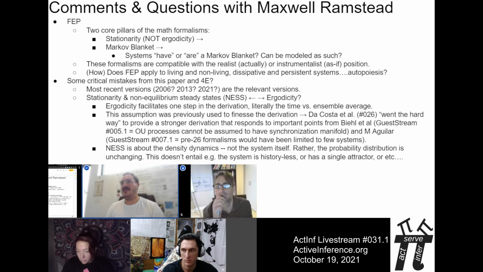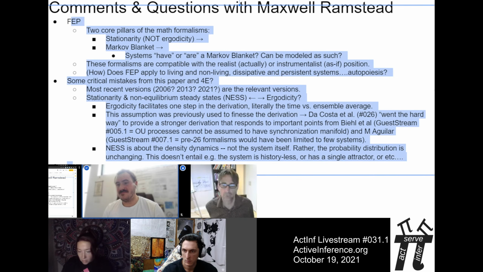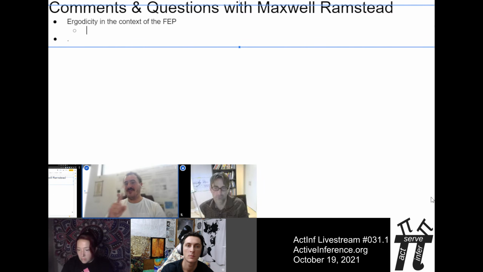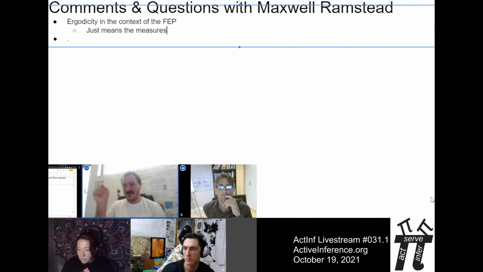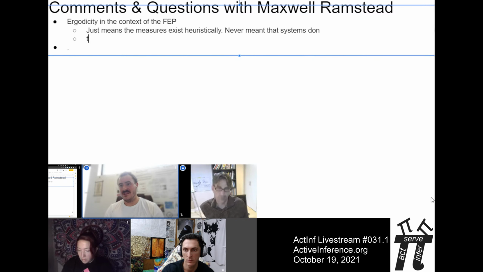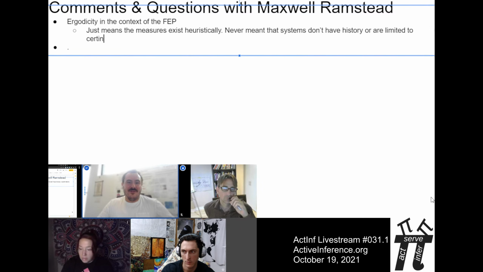Ergodicity in the context of the FEP really just means that the quantities that you're observing are measurable. It means that the average of your measures converges on average to a measure of the average, or of the mean that you're actually trying to calculate, in a heuristic sense. So it never meant that systems don't have a history. It never meant that systems necessarily converge on one attracting set. And so I really feel that that takes the teeth out of most of the formal criticism in this paper.